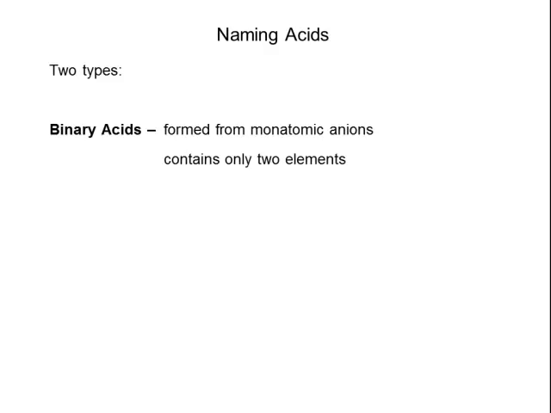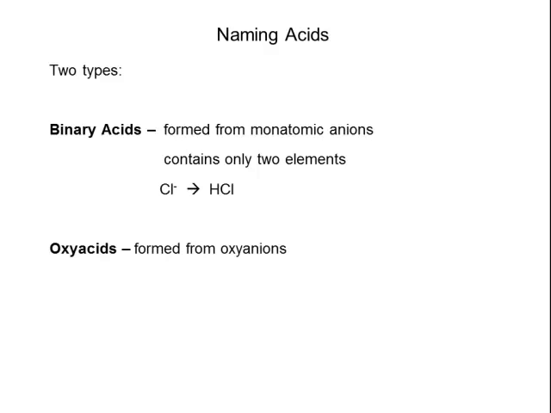Now, when naming acids, we're going to worry about two different types. We're going to worry about binary acids, which are acids formed from monatomic anions. Right? So binary, once again, means it only contains 2 elements. So an example of this, if I take the chloride ion, Cl-, and go to its acid form, HCl, I added an H+ to balance out that minus charge, that's a binary acid. Okay, we're only dealing with monatomic anions.